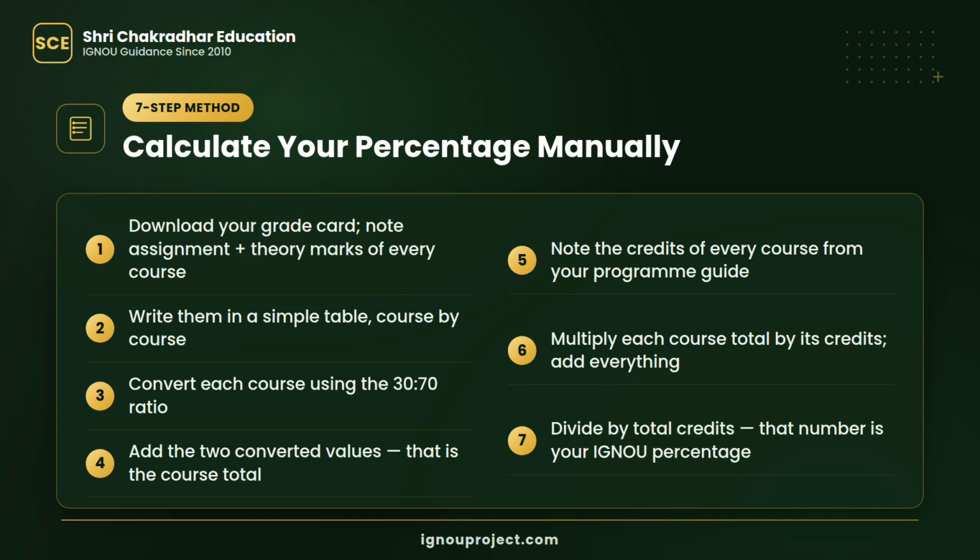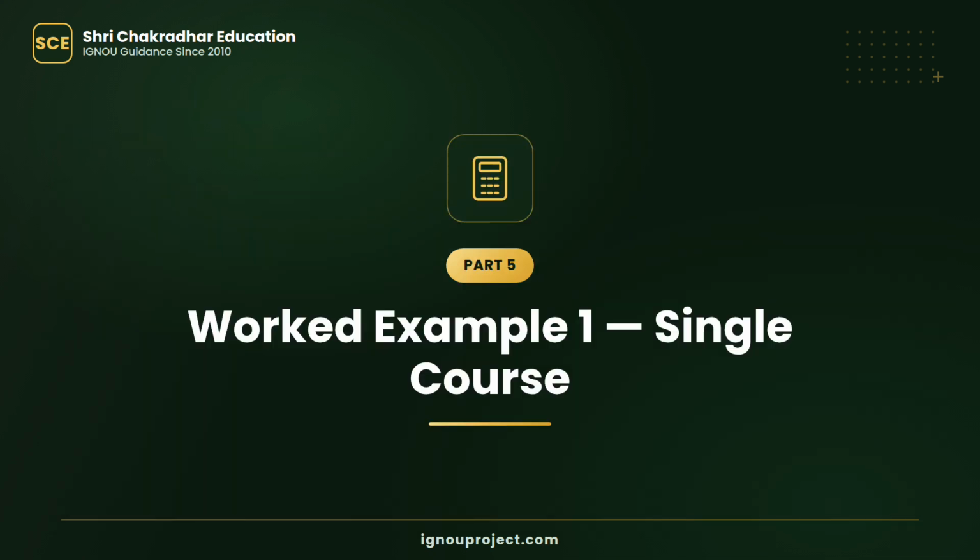Step 5. Note the credits of every course from your program guide. Step 6. Multiply each course total by its credits and add everything. Step 7. Divide by the total credits. That final number is your IGNOU percentage.